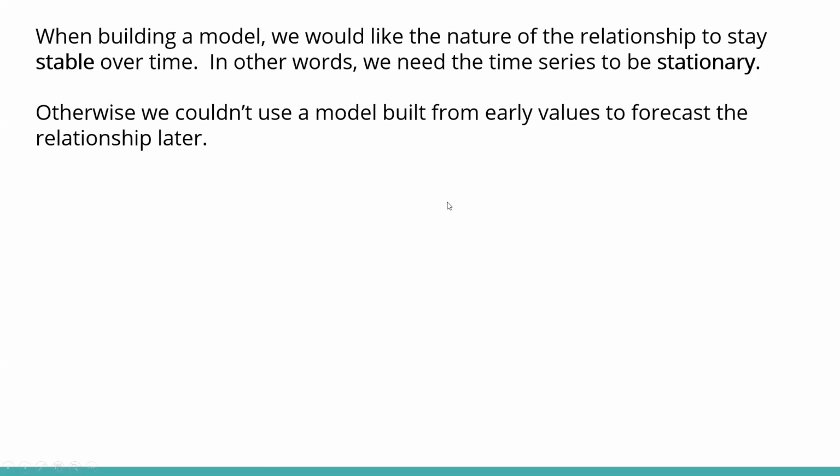Otherwise, we couldn't use a model built from early values to forecast the relationship later. So if this condition is not satisfied, it should be impossible. Even if we find a way to do that, we cannot rely on that model.